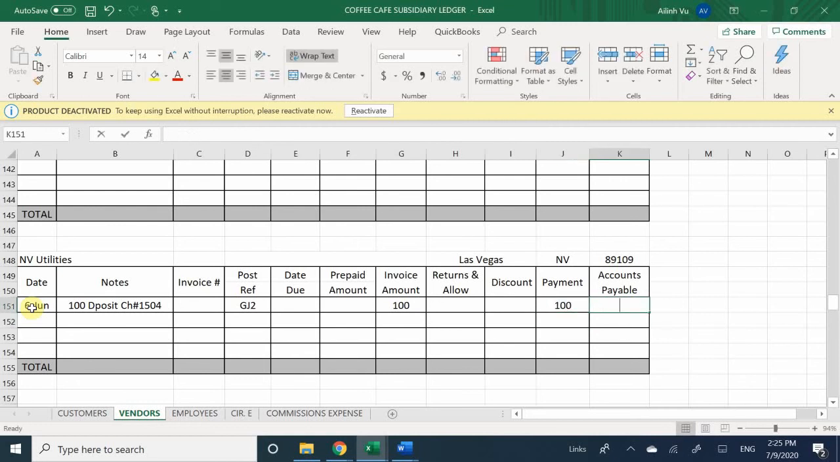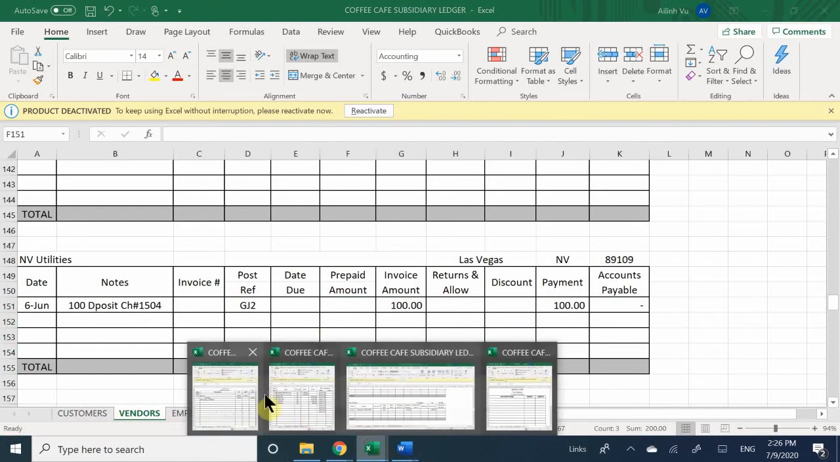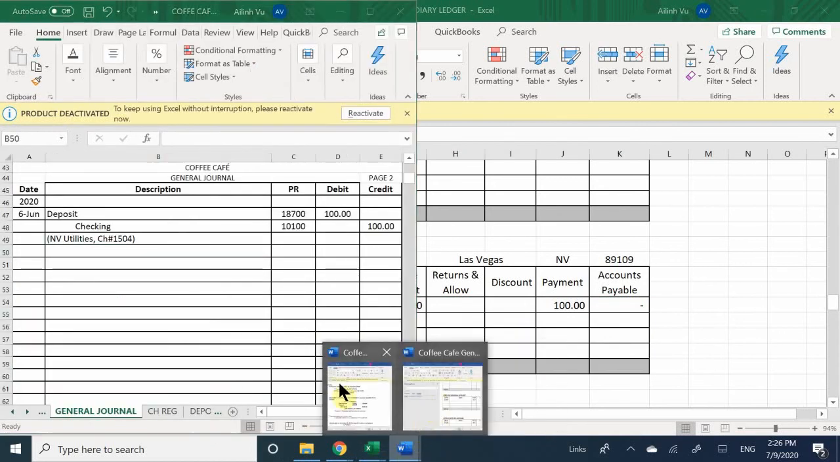Okay. So again, the formula is going to be your invoice amount, subtract any prepaid, subtract any returns, subtract any discounts, and lastly, subtract any payments. So right now we are at 0 because we do not owe anything to NV Utilities. Okay? So let's go see what happens next in our transactions.